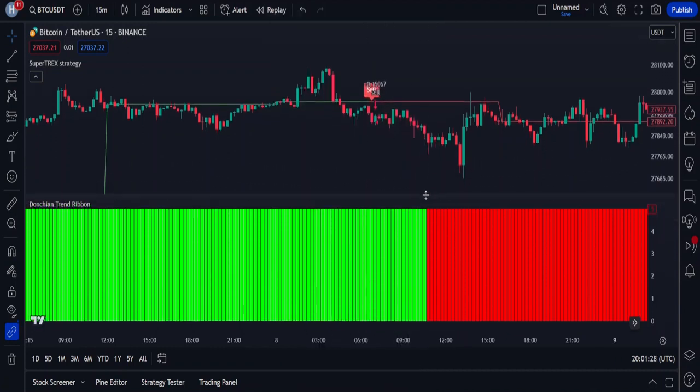So whenever this indicator's histogram is green in color, it means that we are only allowed to open buy trades. And whenever the indicator's histogram is red in color, it tells us that we should only open sell trades.